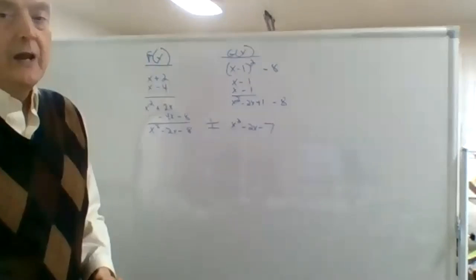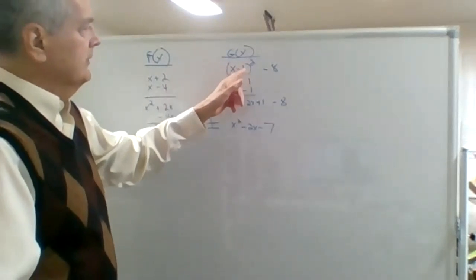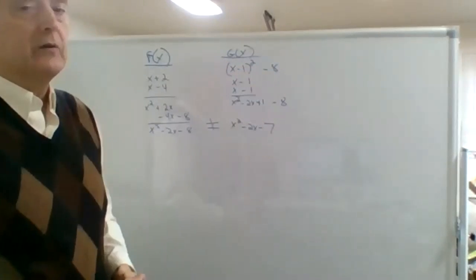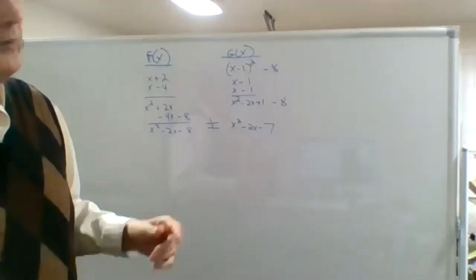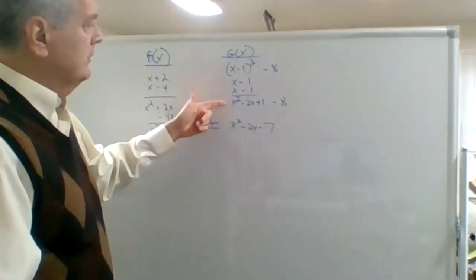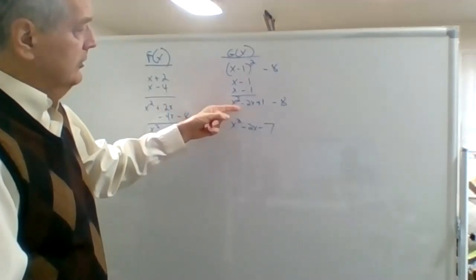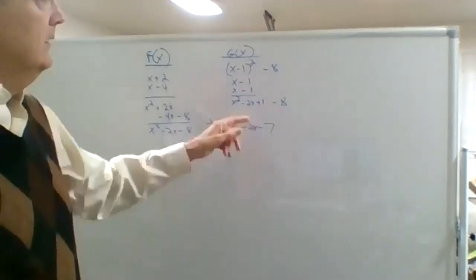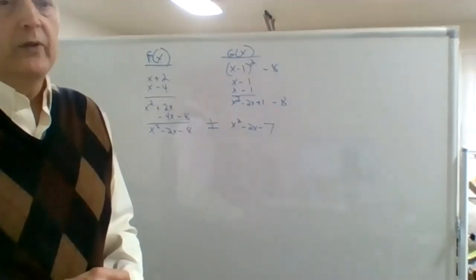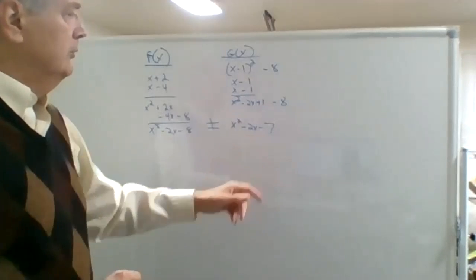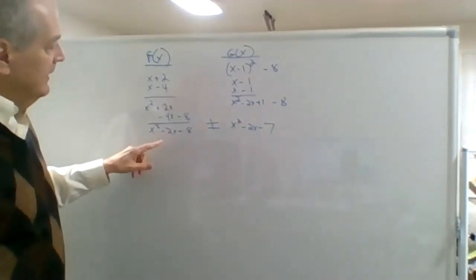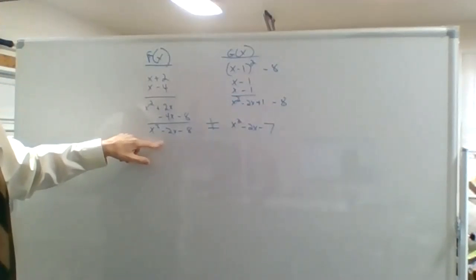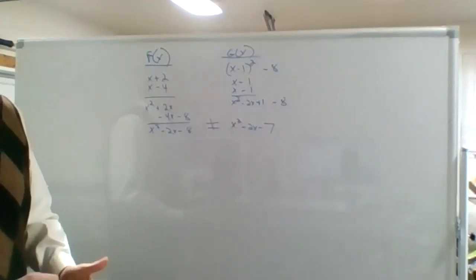Then for g(x), we've got (x - 1) squared minus 8. Well, (x - 1) squared is going to be x squared minus 2x plus 1. Then, of course, we subtract the 8, and that leaves us with x squared minus 2x minus 7. That is not equal to f. So the two functions are not equal.